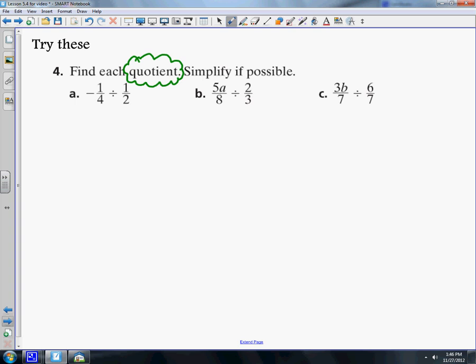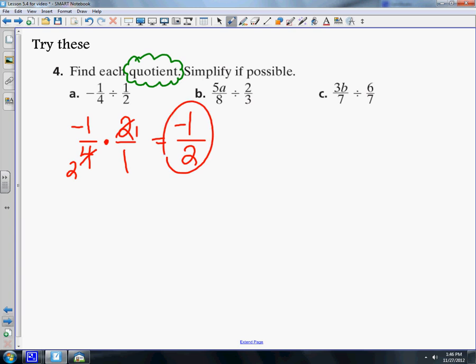Okay, so same, -1/4. Change the sign and flip. I say it every time. It's kind of annoying, but then it just helps me remember, so I remember all my steps. So 2 goes into 4 twice, and 2 goes into 2 once. So -1 times 1 is -1, and 2 times 1 is 2. So I get -1/2.